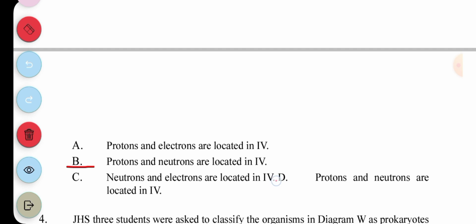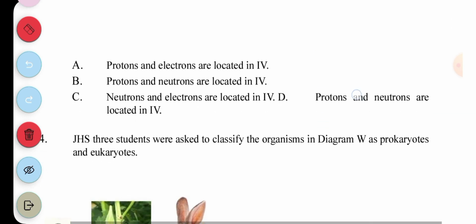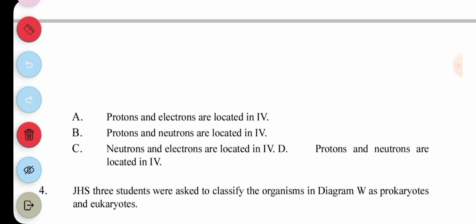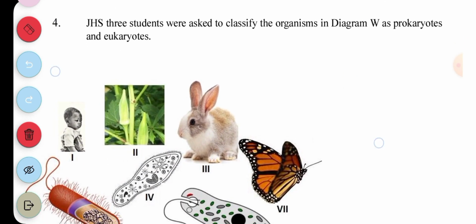D. It looks like we have B and D having the same options. And it looks like they are actually the correct ones, because looking at this, it is the nucleus. And in the nucleus is where you have the protons and then the neutrons. So B or D, take any of them. Then question 4.